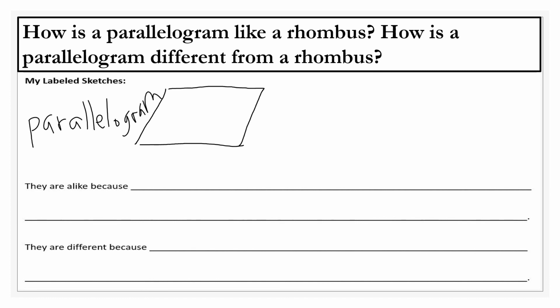Next, I'm going to sketch the rhombus. Now, the rhombus is similar to the parallelogram because it too also has 2 pairs of parallel sides that are opposite each other. However, a rhombus is different from a parallelogram because all 4 sides of a rhombus are equal in length.